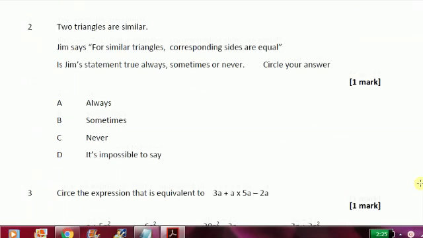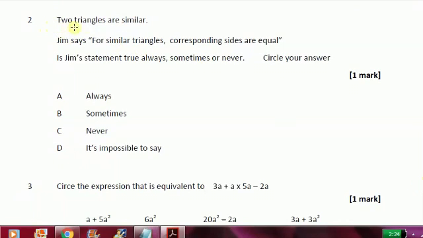Question number 2. Two triangles are similar. Jim says, for similar triangles, corresponding sides are equal. Is it true always, sometimes, or never? What does similar mean? Basically the same shape. If it's a triangle, they should have equal angles.